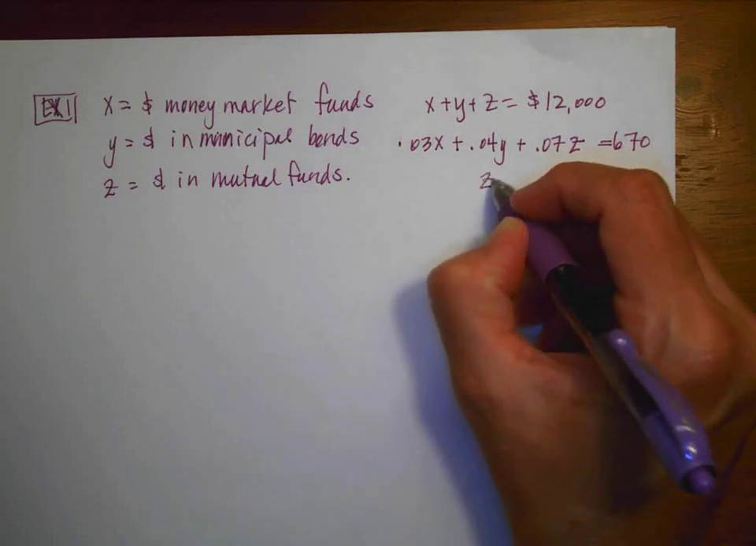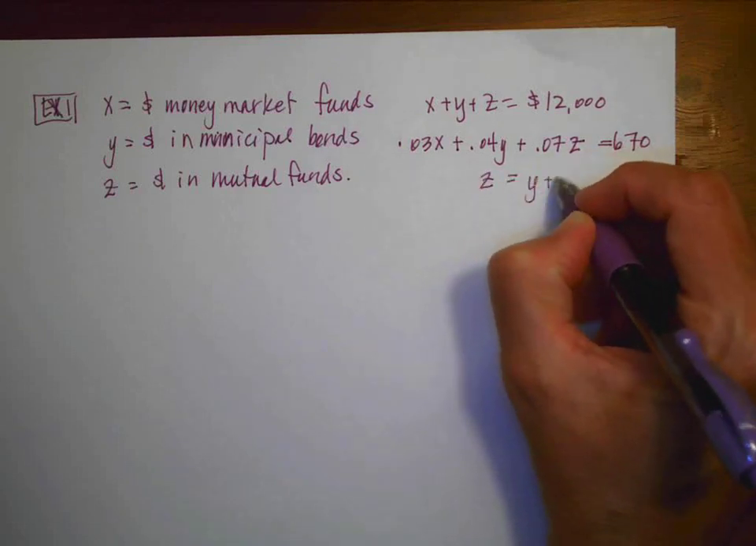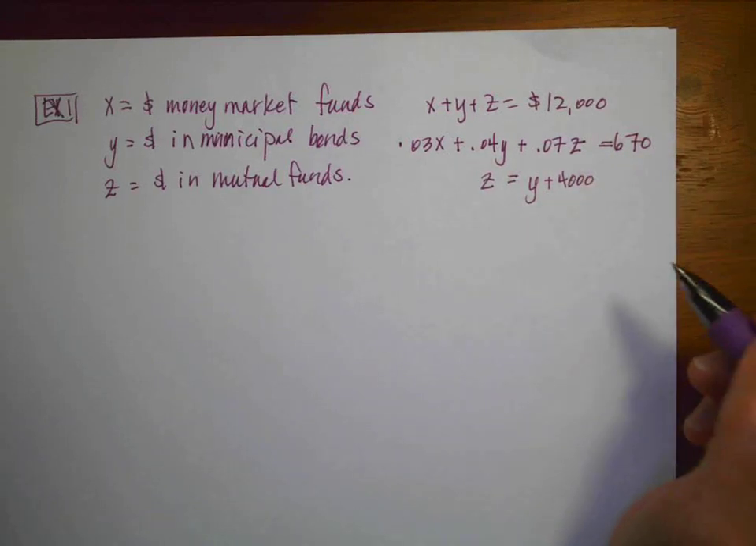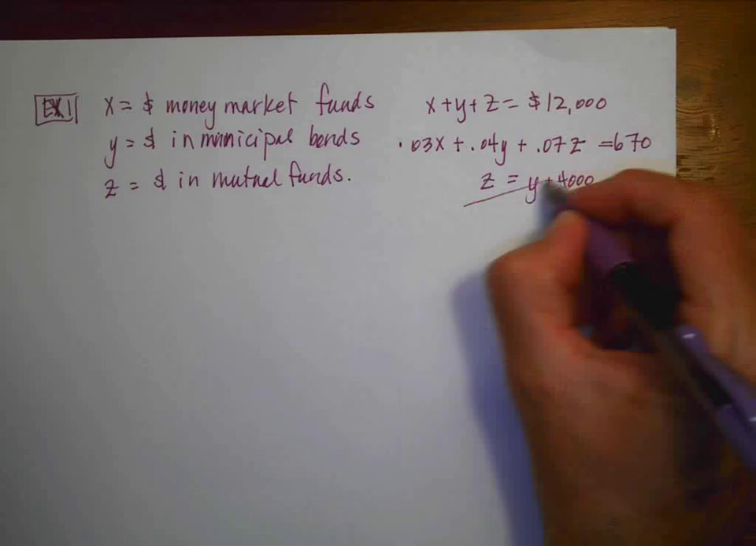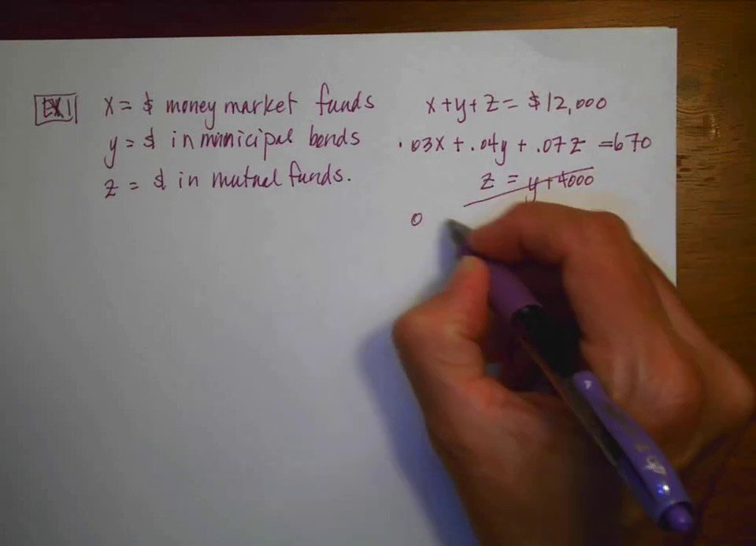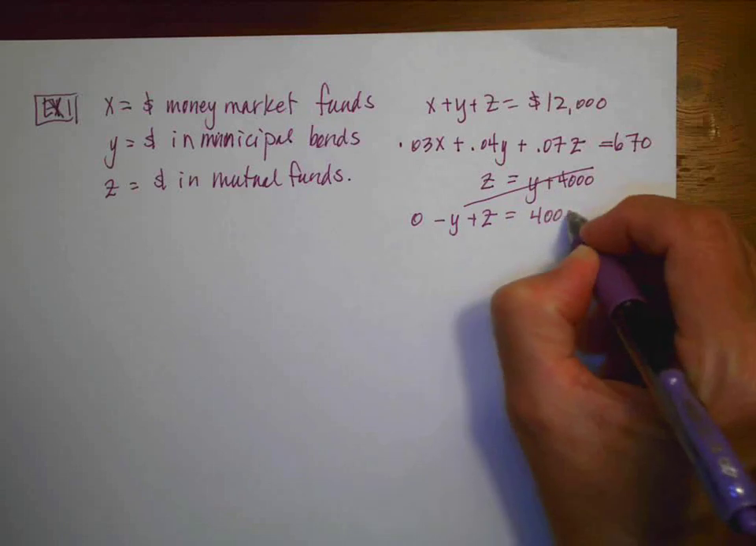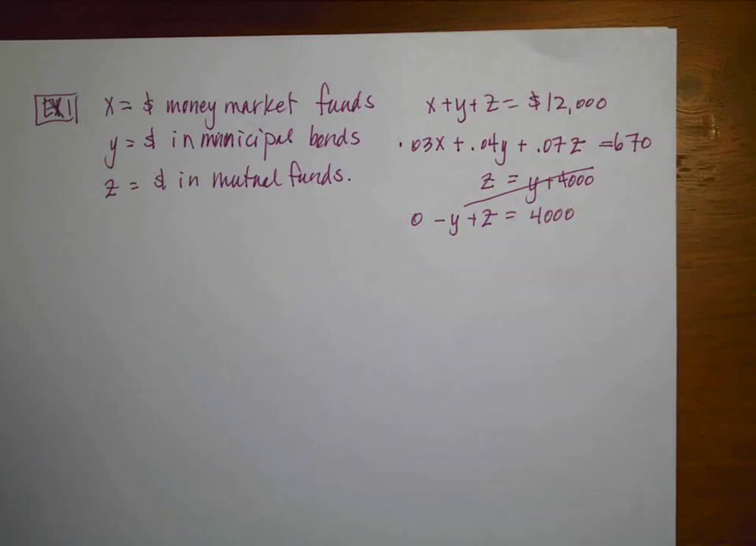And then I have Z is equal to Y plus 4,000. Okay, and that was my next to last sentence. I'm going to rewrite this equation as 0 X negative Y plus Z is equal to 4,000.